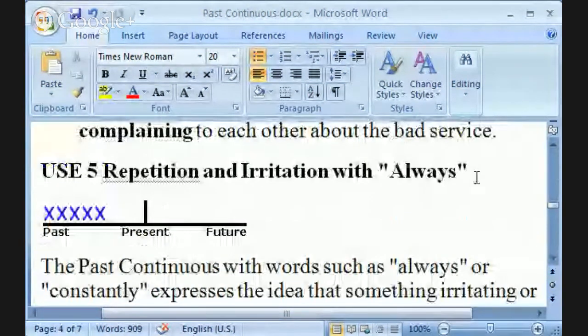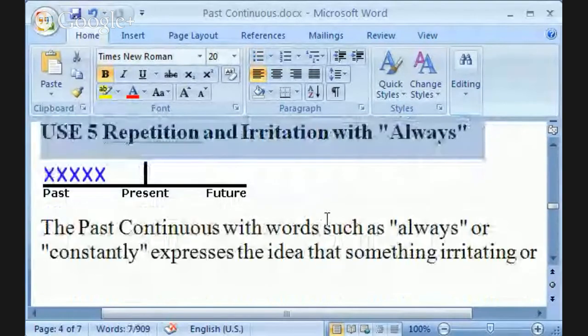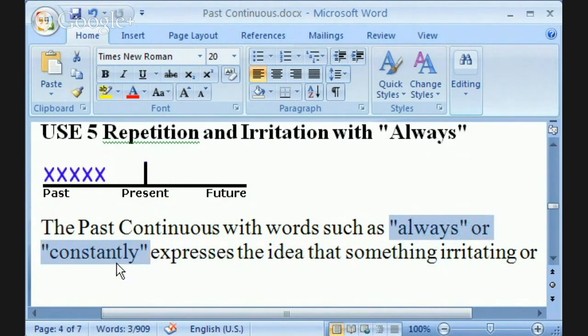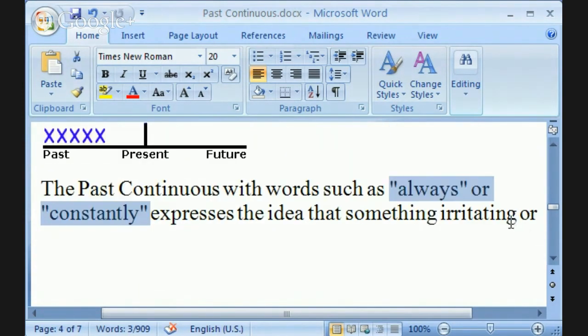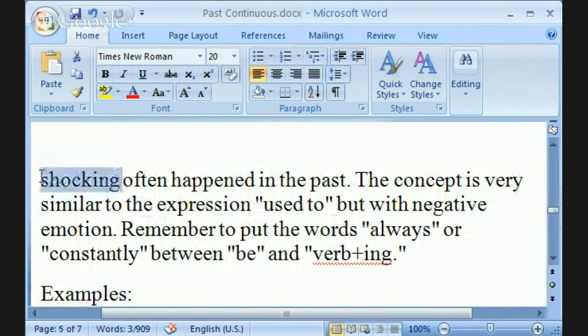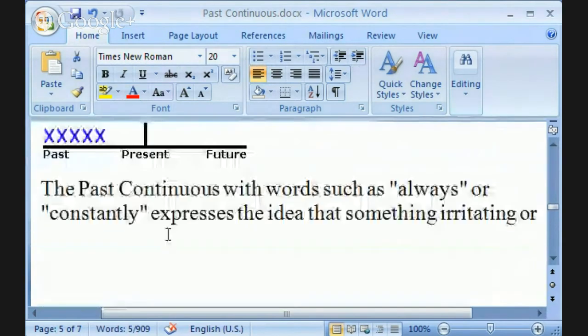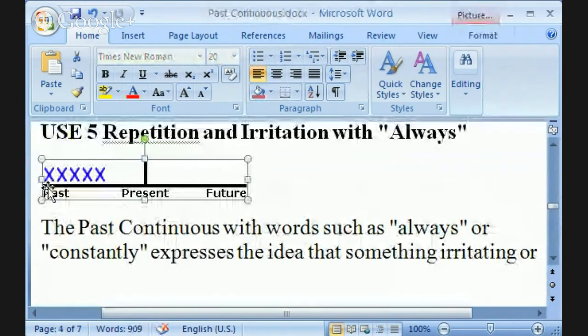Okay, here we have another use, a very, very specific use, repetition and irritation with always. Okay, we looked at this yesterday with the present continuous. Same thing to talk about the past. Using the word always or perhaps the adverb constantly to express the idea that something is very irritating or shocking. Could be surprising, shocking. Often happened in the past or happened repeatedly, as you can see in the diagram, over and over and over again, X, X, X, X, X.